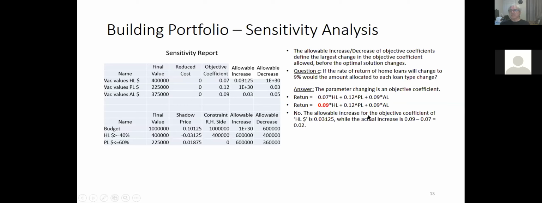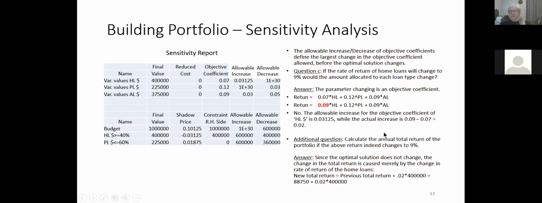The allowable increase for the objective coefficient of HL is 0.031. The actual increase is 0.02. So it falls inside the range, and therefore the optimal solution doesn't change. You don't have to reallocate funds to the different loans. This remains optimal. So this was the first question.